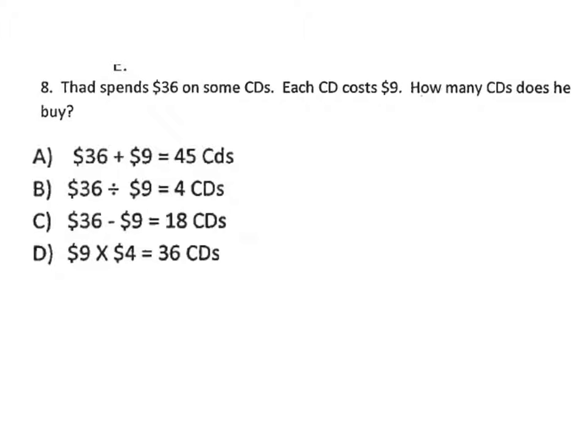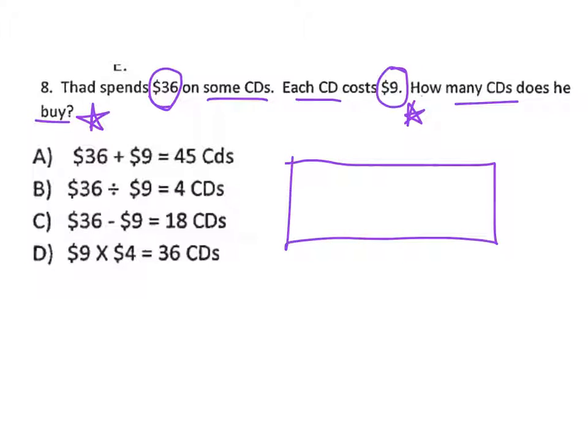Let's take a look at number 8. It says Thad spends $36 on some CDs. Each CD costs $9. How many CDs does he buy? So first thing I'm going to do is draw a picture. This first part tells me that the total that he spent was $36.